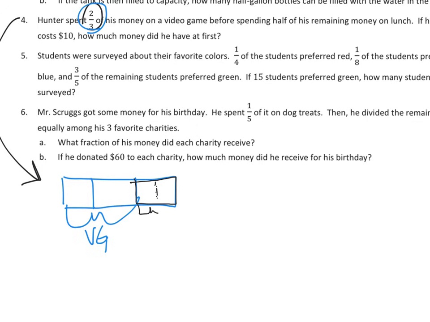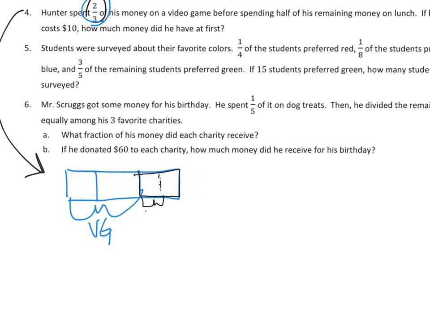And that piece right there was on lunch. And it says, if his lunch cost $10, and I'll put that as $10, how much money did he have at first? So I broke this 1/3 piece in half, so I got to break the other ones in half. And now I see that I have 1/6. So 10 is 1/6 of the whole amount.